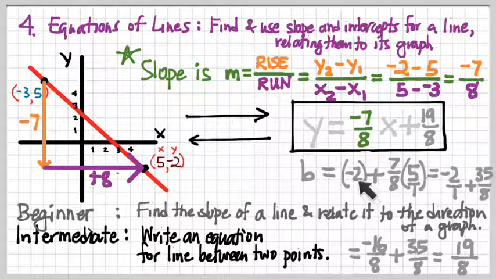So this was y, that would be 5 plus 7/8 times -3. 5 plus 7/8 times -3 is going to be 5 plus -21/8. It's going to be 40/8 plus -21/8. 40 minus 21 is 19, and we have 19/8. Cool.